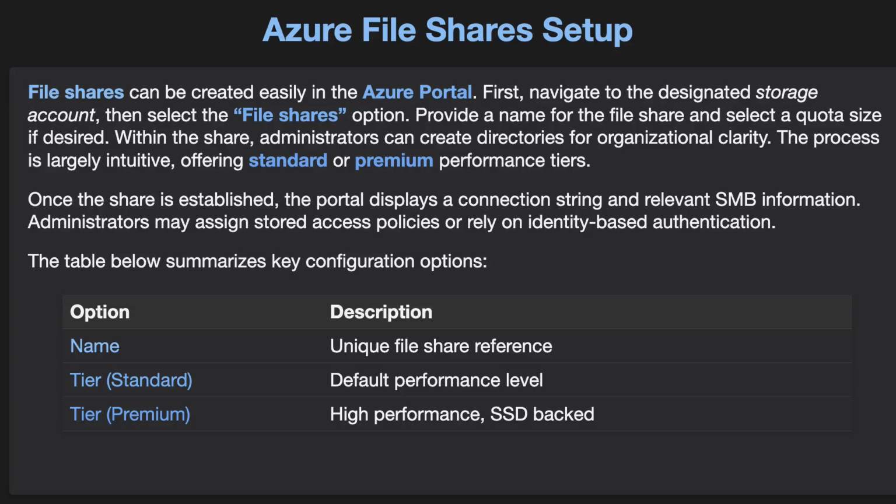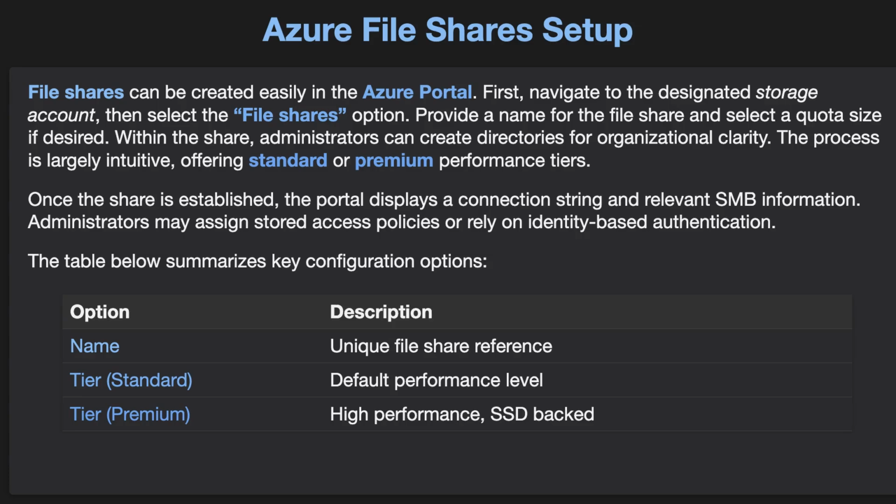File shares can be created easily in the Azure portal. First, navigate to the designated storage account. Then select the File Shares option. Provide a name for the file share and select a quota size if desired. Within the share, administrators can create directories for organizational clarity. The process is largely intuitive, offering standard or premium performance tiers.